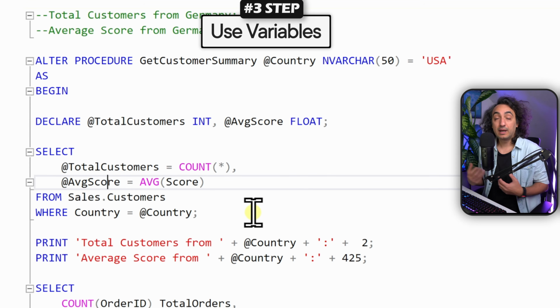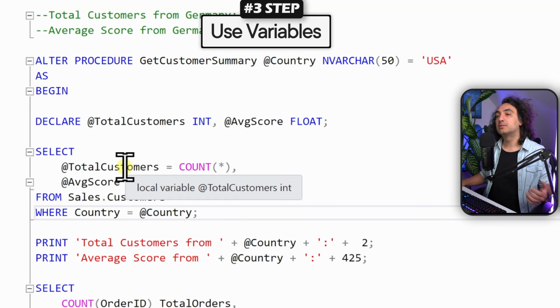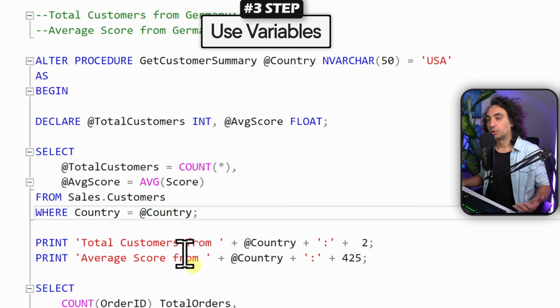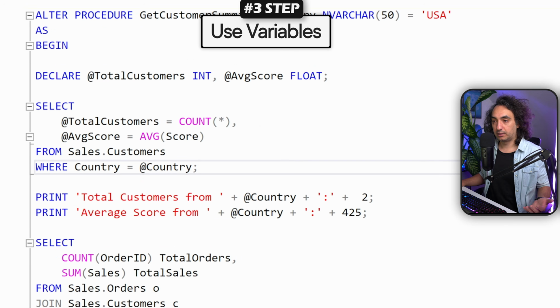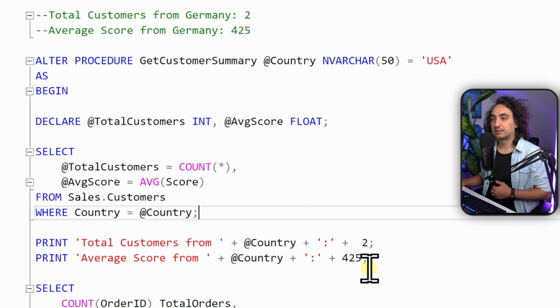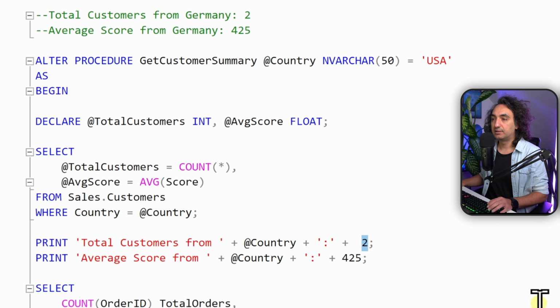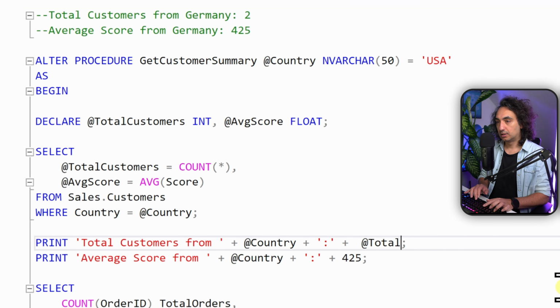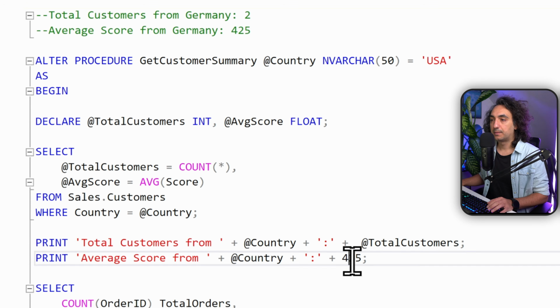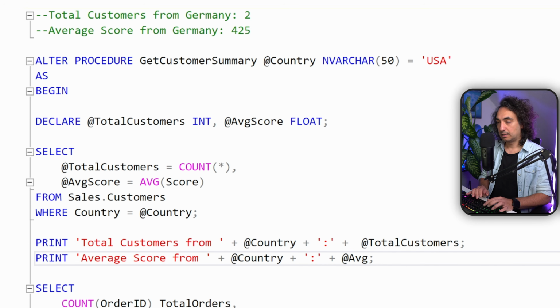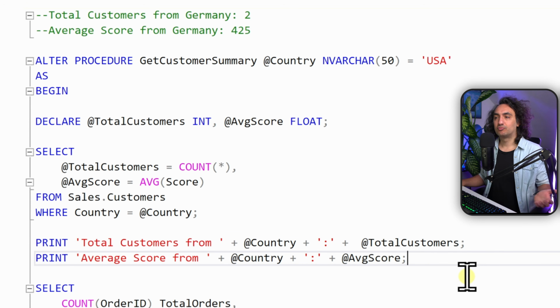In the next step, we have to go and use it. And we can use our variables everywhere inside our stored procedure. So it could be in the PRINT, it could be in the next query, so in any SELECT statements, in any place. Sometimes we use variables in order to pass information from one query to another one. But in this example, we want to use our variables inside the PRINTs. So it is very simple. Now we're going to replace the static number, like the parameter. We're going to say @TotalCustomers, and the same thing for the average, @AverageScore. So that's it. It's very simple.